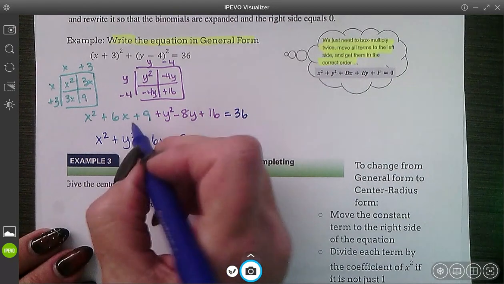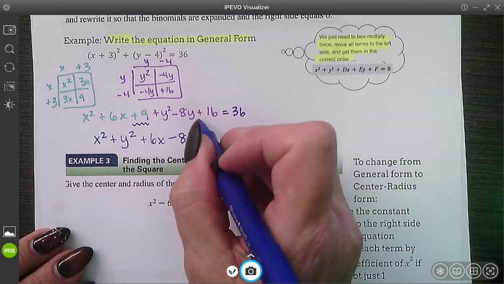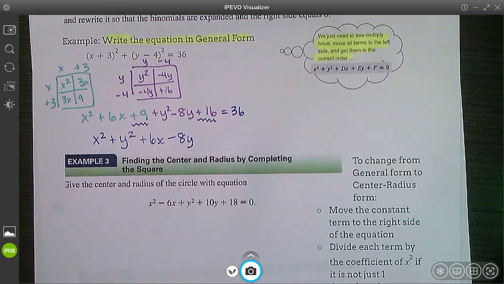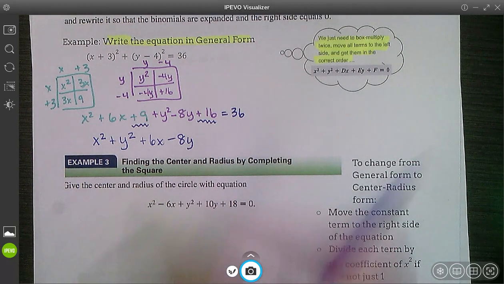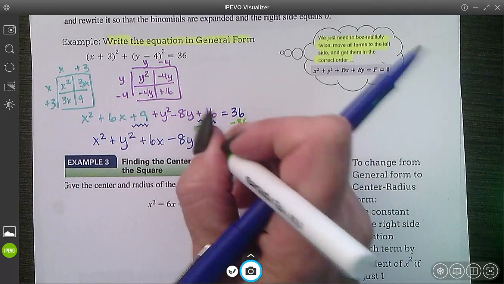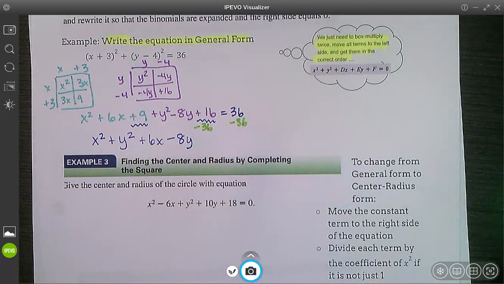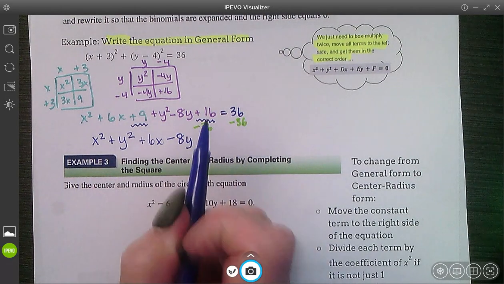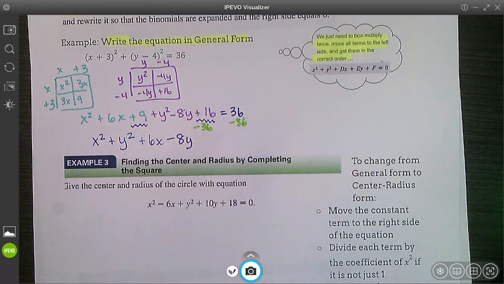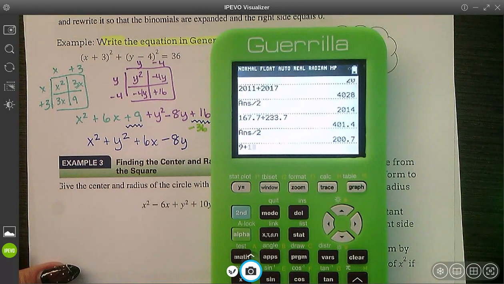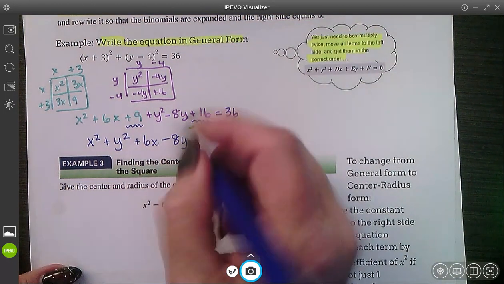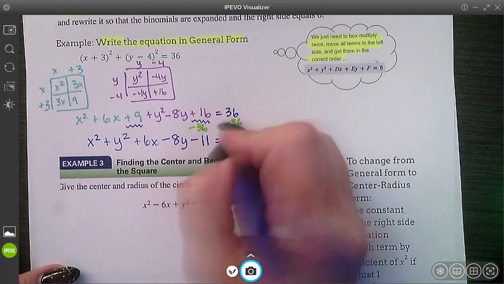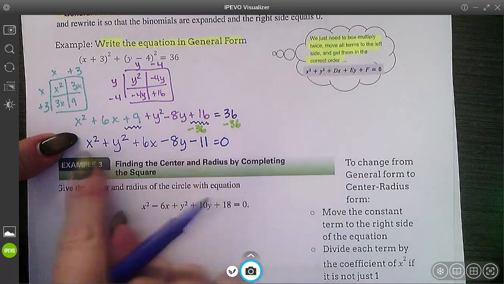So I'm going to combine positive 9, positive 16, and then I'm going to subtract 36 from both sides so that it's on the same side of the equation as the other terms. So I'm going to combine 9 plus 16 and then minus 36. 9 plus 16 minus 36. That is negative 11. So minus 11 equals 0. And this is what we call general form.